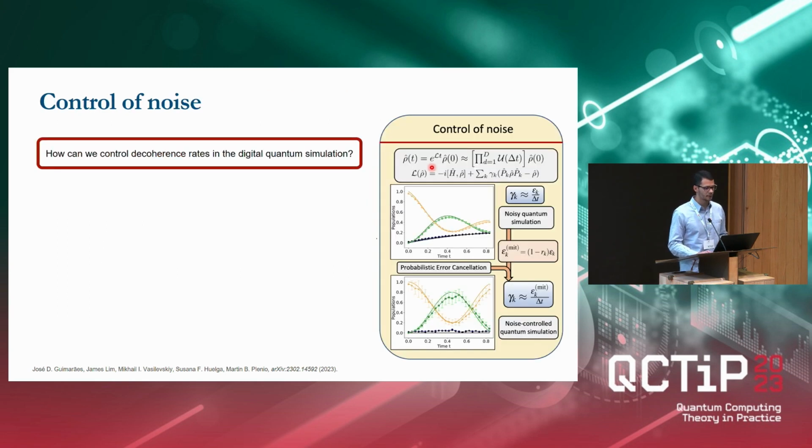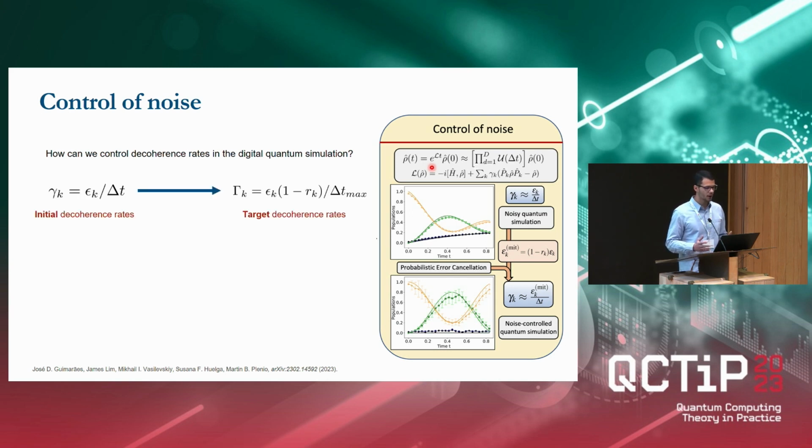So the next step is: how can we control the noise in the quantum circuit? We start with some initial decoherence rates, given by this gamma k, defined by the characterized error probabilities over delta t, and we want to simulate some target decoherence rates, so some target Lindblad equation. We do this adjustment of the decoherence rate in 2 steps. If we want to increase gamma k, then we decrease delta t, we decrease the Trotter time step, and in this way we increase the decoherence rates of all the stochastic channels.